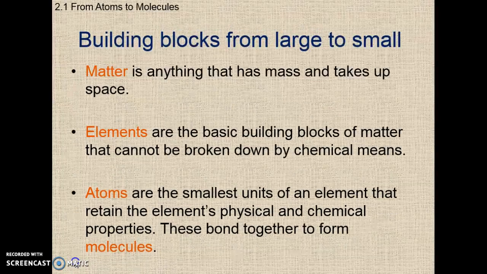All right, so building blocks from large to small, you have matter. Everything around us is composed of matter, from the air we breathe to the chair we sit in, the ground we stand on, our own body. We are composed of compounds, composed of molecules that are composed of elements. Elements are the basic building blocks of matter, and those cannot be broken down any further. Atoms are the smallest unit of an element that retain the element's physical and chemical properties.